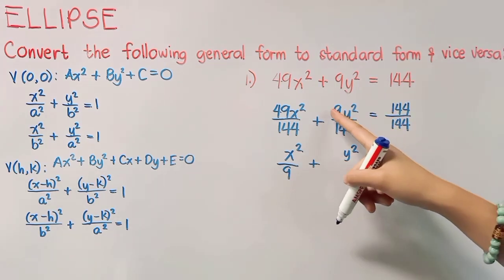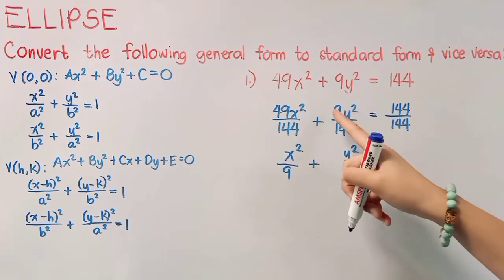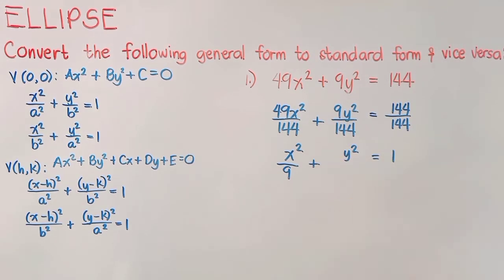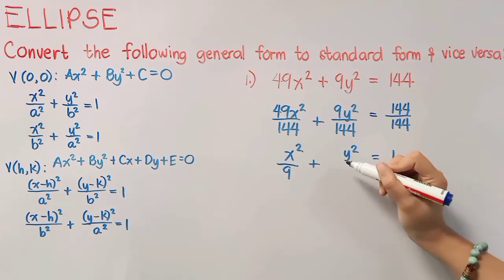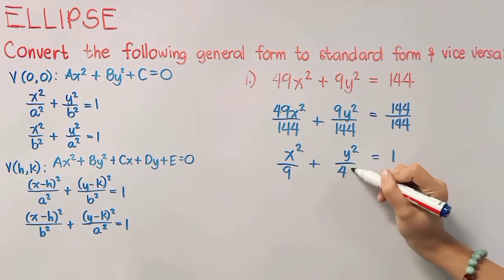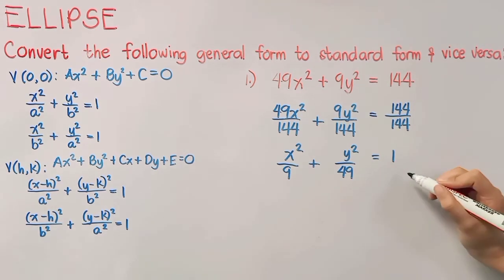Do the same on the second term. To eliminate 9, we have to divide the numerator and the denominator by 9. 9 divided by 9 is 1, so we don't have to write it anymore. And 144 divided by 9 is equal to 49. This is our final answer.